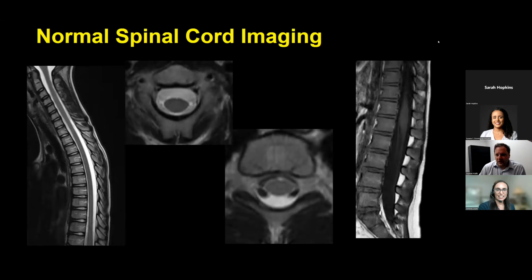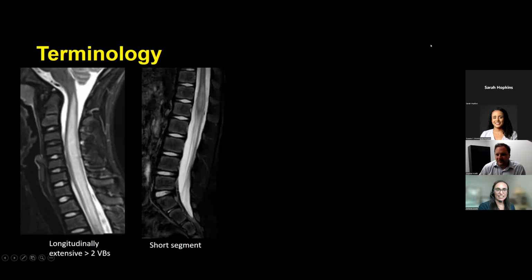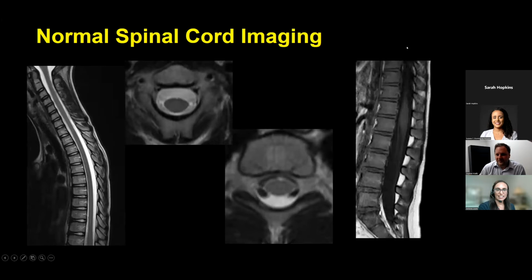And to start with, I want to talk about the normal spinal cord imaging pattern. So we typically run T2 and T1 weighted imaging, and basically on a T2 image, the fluid is really bright. So that's the easy way to know it's a T2, and on a T1, the fluid is dark over here.